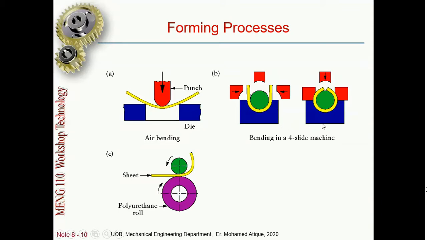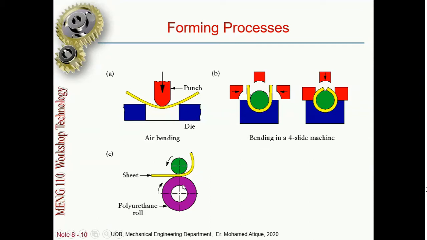Then there's a 4-slide machine. Here we are bending it from all 4 sides. First, this punch will move down and bend it into this U shape. Then these 2 punches will move inward and bend it from the sides. And last, this punch will move down to bend it in a circular shape. So this is the 4-slide machine. This is coming down to make the first bend, then these two, and then this.